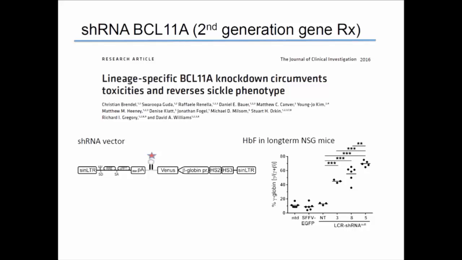But the results in the immunodeficient mice, the same system that Mitch described, are really quite impressive, because here one can reach really quite profound levels of hemoglobin F in long-term transplanted mice. And this is going forward and may be a clinical trial within the next number of months.